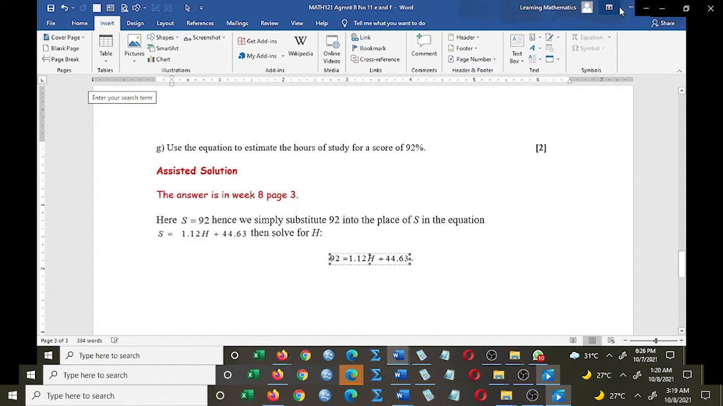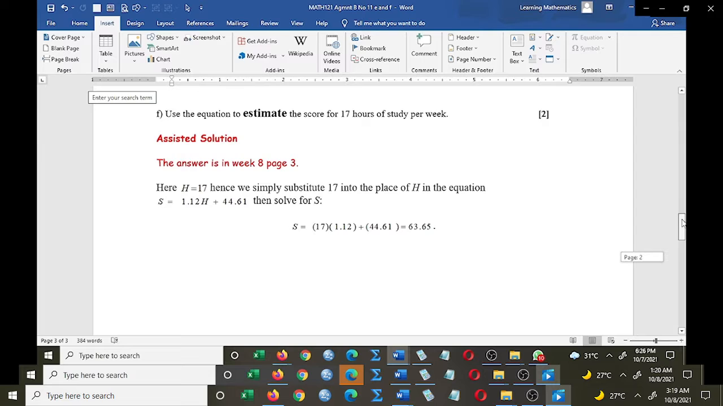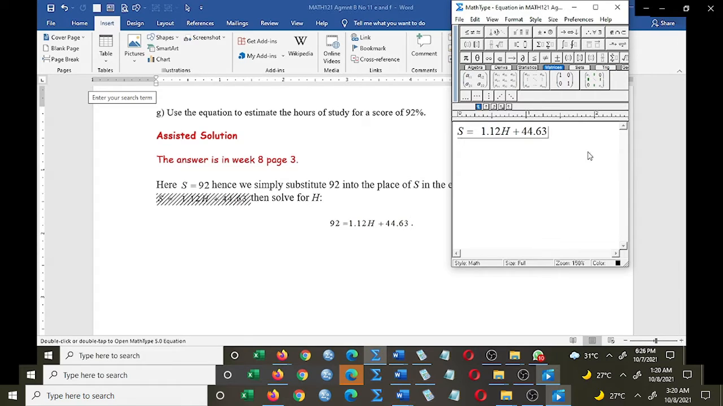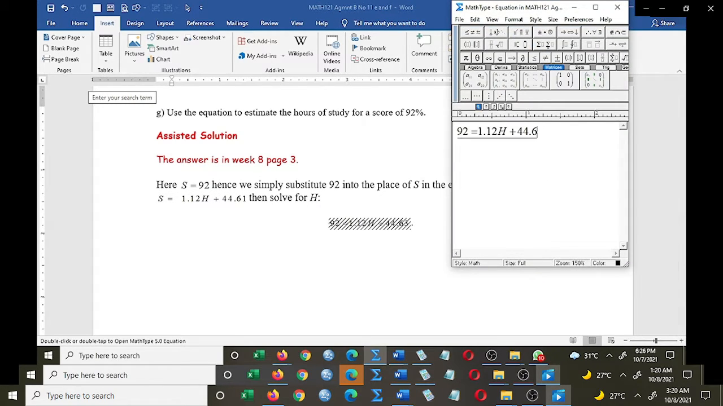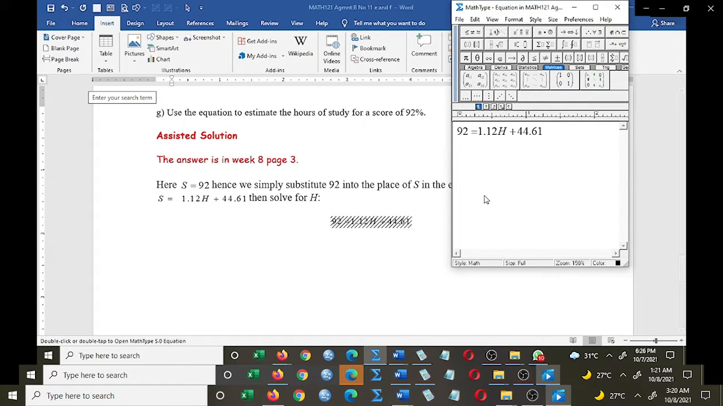And then you go vertically. You want to anticipate how long, with 44.61, we must study to get a score of 92. So you substitute 92 in the place of score, and then you solve for H. I repeat, you substitute 92 in the place of score, and you solve for the number of hours you need to study to get a 92. A little bit of algebra, not much.